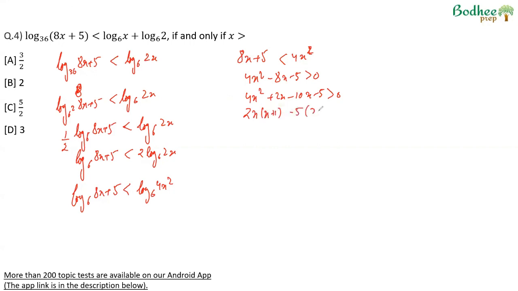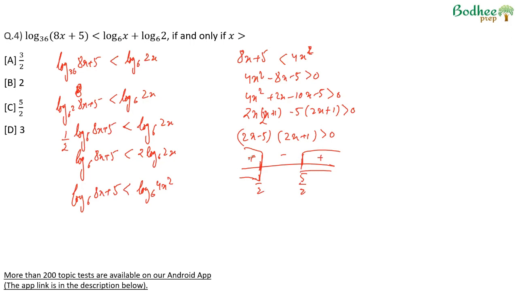minus 5 into 2x plus 1, 2x plus 1 is greater than 0, and therefore 2x minus 5 into 2x plus 1 is greater than 0. So the critical points become 2x minus 5 equal to 0, 5 by 2, 2x plus 1 equal to 0, so minus 1 by 2. Positive, negative, positive. So x could be either greater than 5 by 2 or less than minus 1 by 2. But we will not have x negative because we cannot take the log of a negative value. So the negative part is eliminated, and therefore the only possibility is x greater than 5 by 2 becomes my solution, option C.